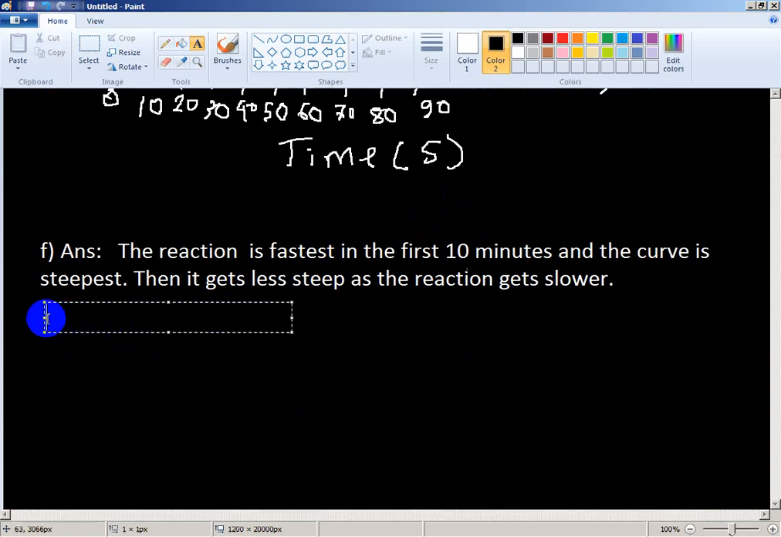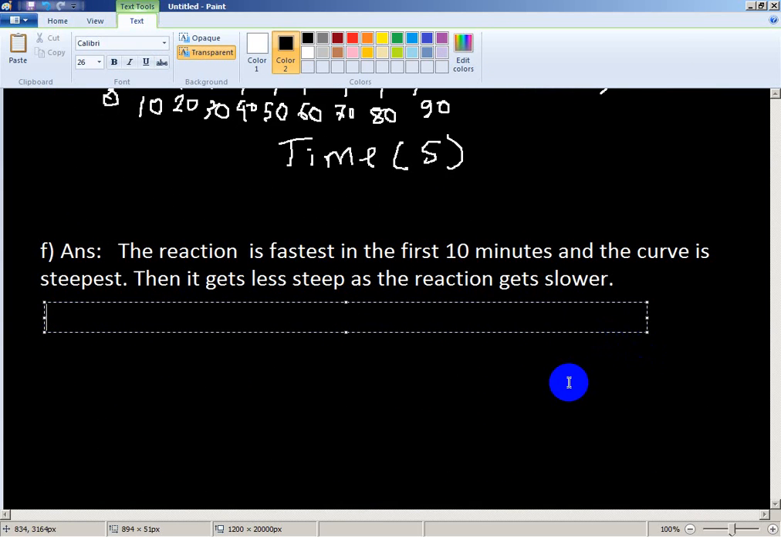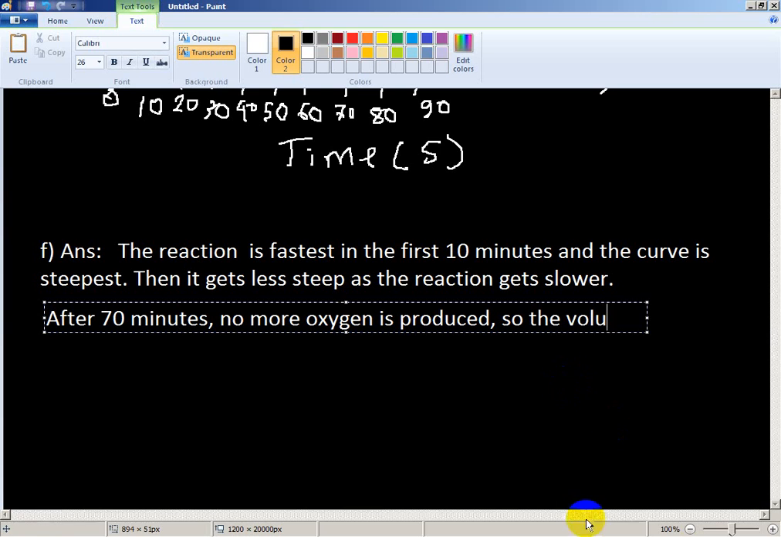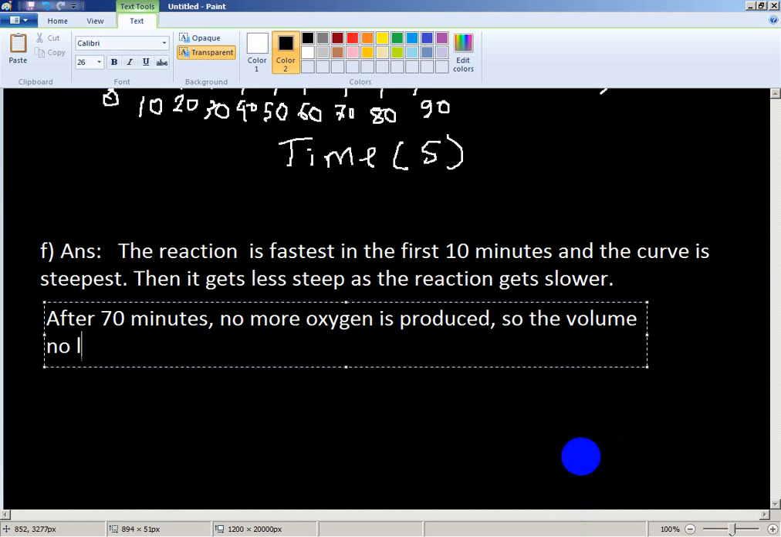Okay, so after 70 minutes no more oxygen is produced, so the volume no longer changes, the reaction is over.